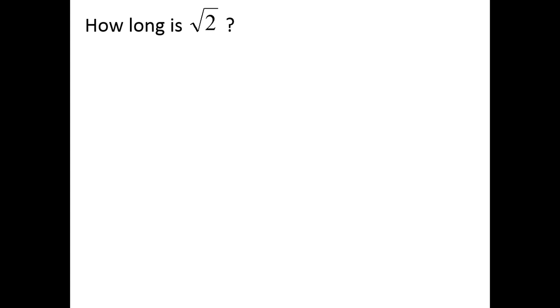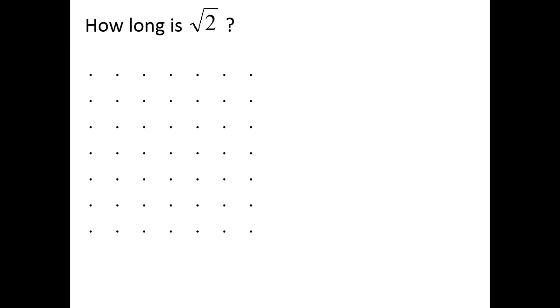Now, real numbers are numbers that exist in the real world. They're numbers that we could use to measure something, or numbers that we could put on a number line. So since we could actually measure with these numbers, we could ask the question, well, how long would this number be if we used it to measure something? So let's look at that. How long is the square root of 2?